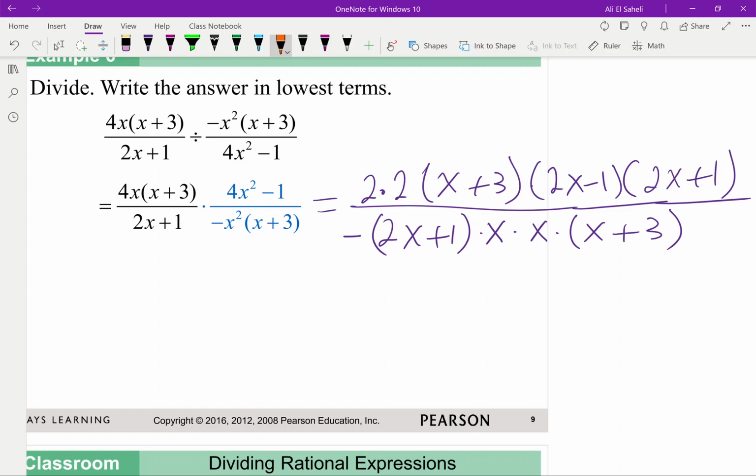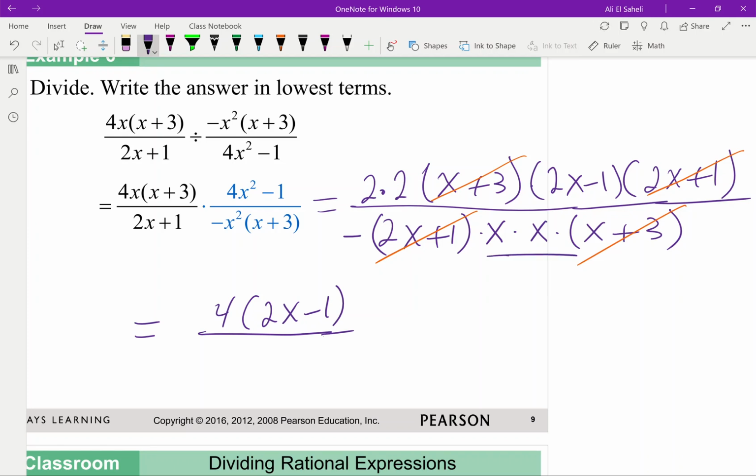Now let's see common factors that cancel out. Nothing happens to the 2's. X plus 1 goes with x plus 1. 2x plus 1, 2x plus 1. And that's it. This is equal. In the numerator we have 4 into 2x minus 1 over x squared. Remember, the minus could go anywhere. So minus x squared. No common terms anymore.